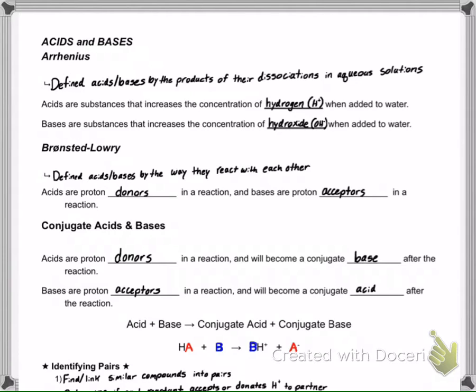Bronsted-Lowry said, well, acids and bases are defined by the way they react with each other. So acids are going to be the proton donors in a reaction. They're going to give up their protons, and bases are going to be proton acceptors, meaning they're going to accept a proton.